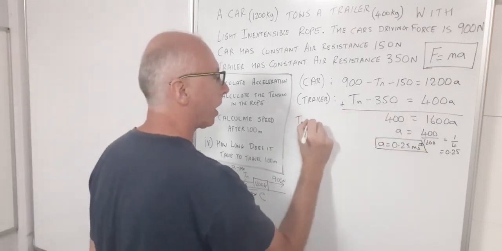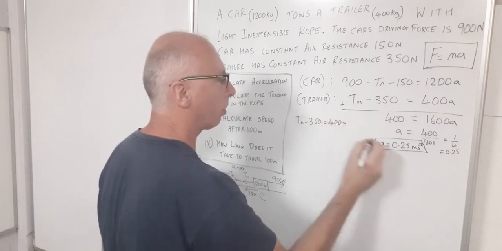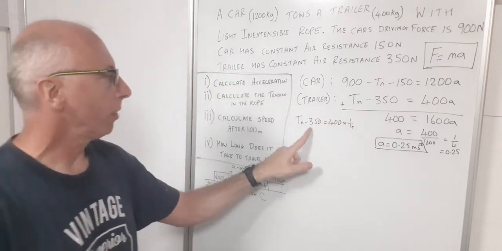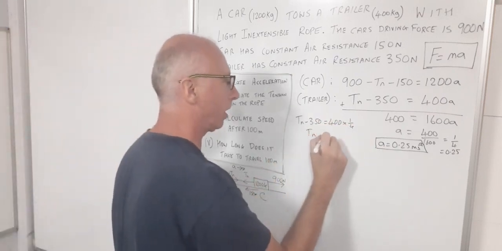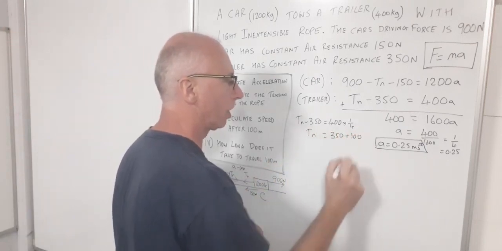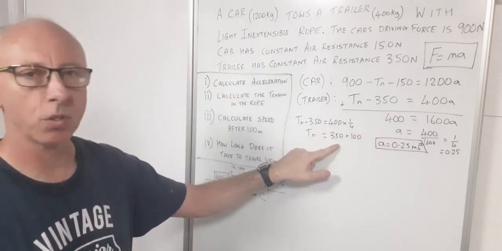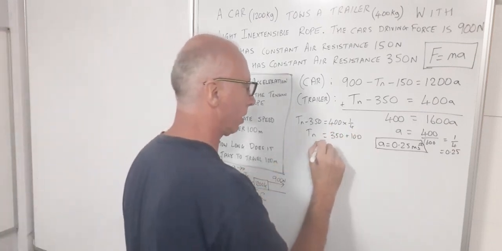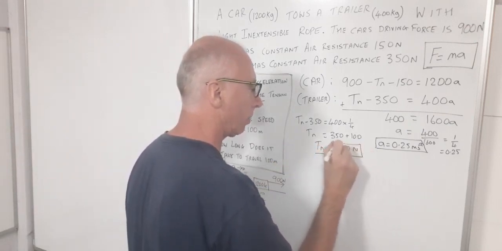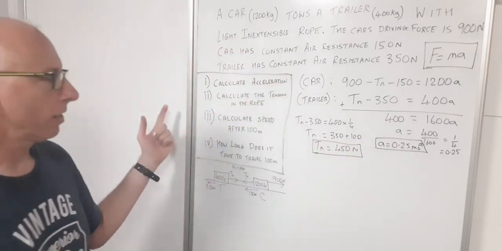So tension minus 350 equals 400 times 0.25. So I just put 1/4. So then we've got T equals 350 plus 100. So therefore the tension in the rope is going to be 450 newtons. So that solves part 1 and part 2. Okay, so that's all good.